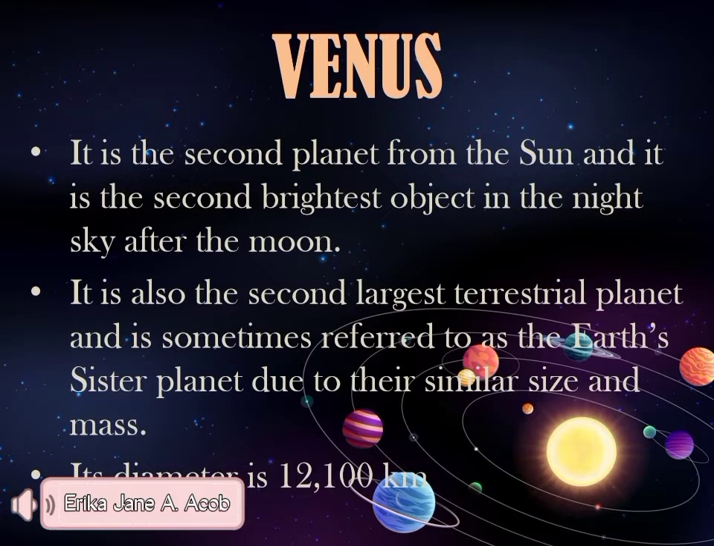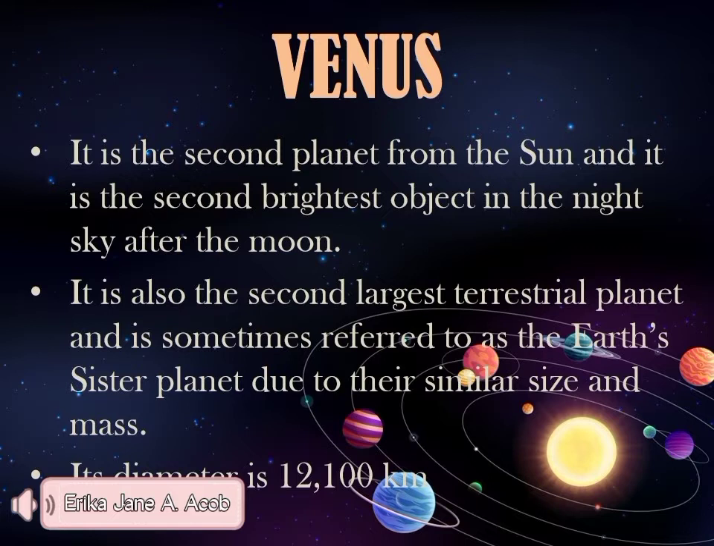In Roman, it is Venus. In Greek, it is Aphrodite. And in Babylonian, it is Ishtar. Venus is the second planet from the Sun, and it is the second brightest object in the night sky after the Moon because it is blanketed by highly reflective clouds.